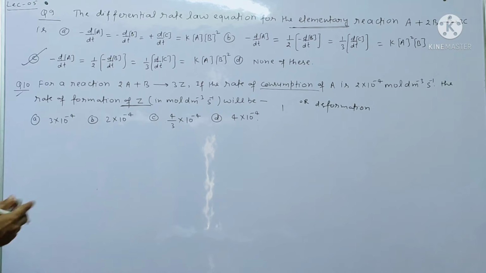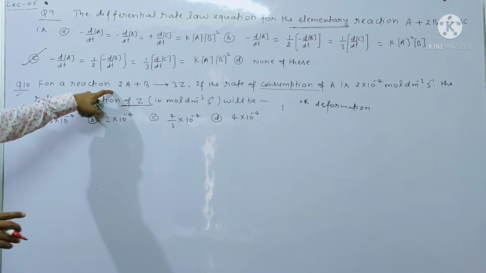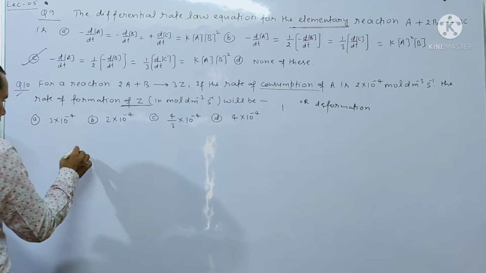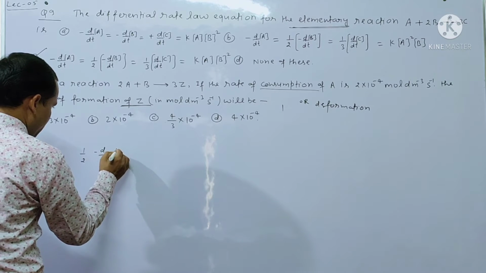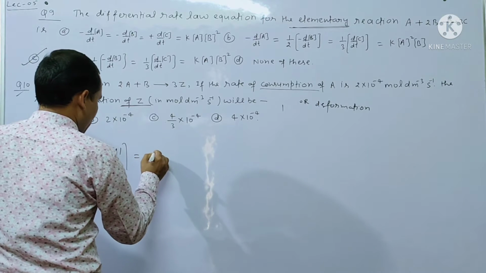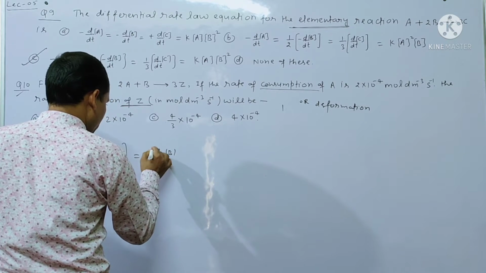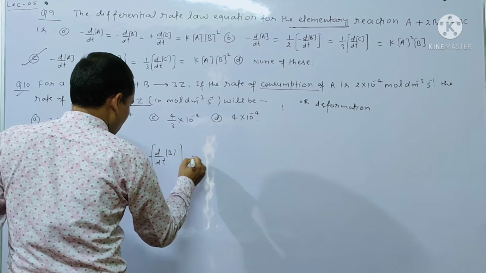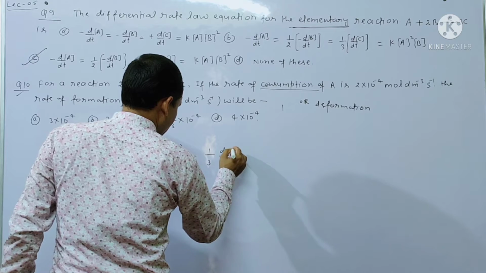For such types of reactions, what will we do? First of all, write down the rate expression: 1 upon 2 times minus d over dt of concentration of A equals minus 1 times d over dt of concentration of B equals 1 upon 3 times d over dt of concentration of Z.